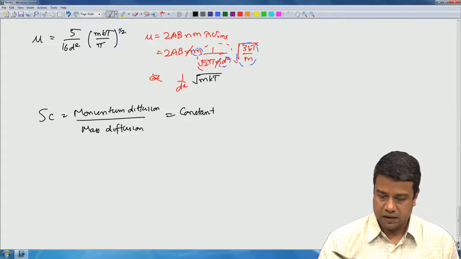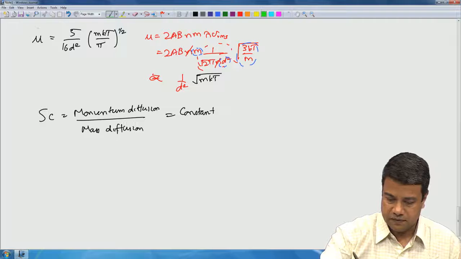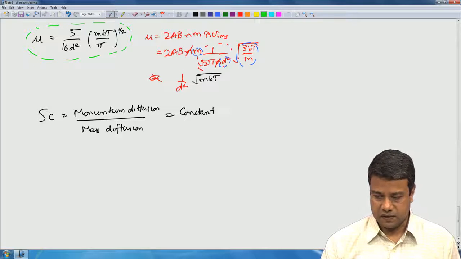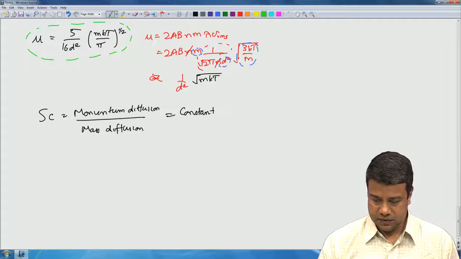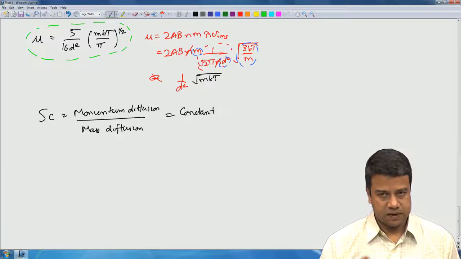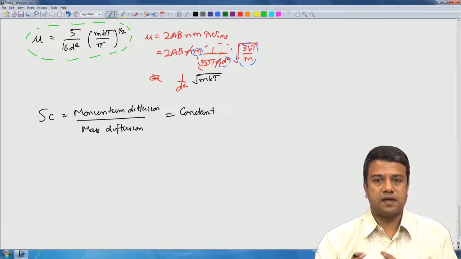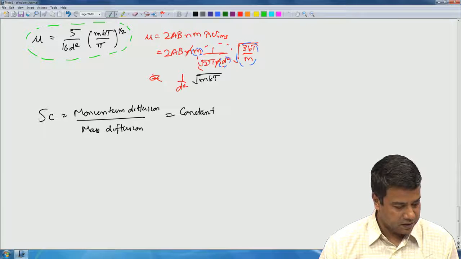And I had written down a more exact expression for the diffusion coefficient here for you, for the viscosity for a molecular gas. And therefore, the Schmidt number tends to a constant for a gas, independent of any other parameters, in a dilute gas.